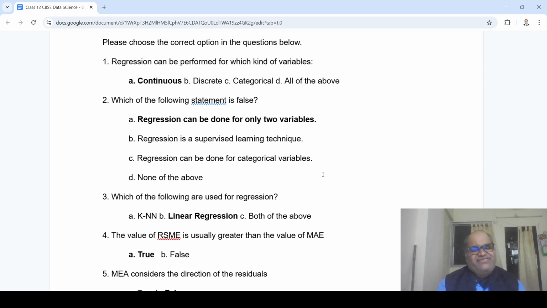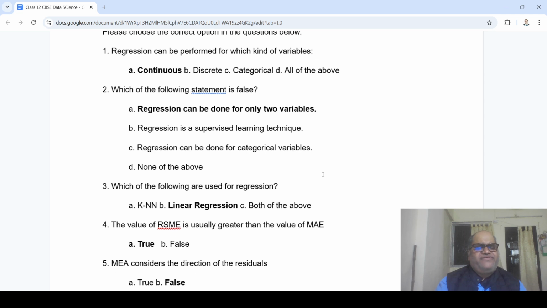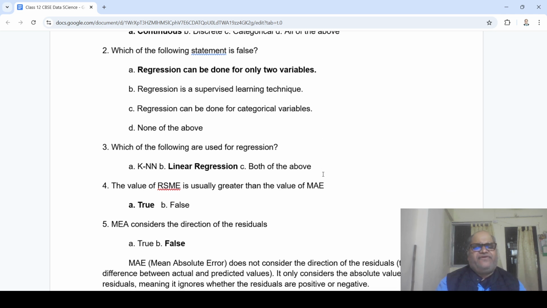There is a variation of regression that we call logistic regression. The name logistic regression is actually a kind of regression, but that is technically a classification tool, right? So yes, A is false. Regression can be done only for two variables. No, right?